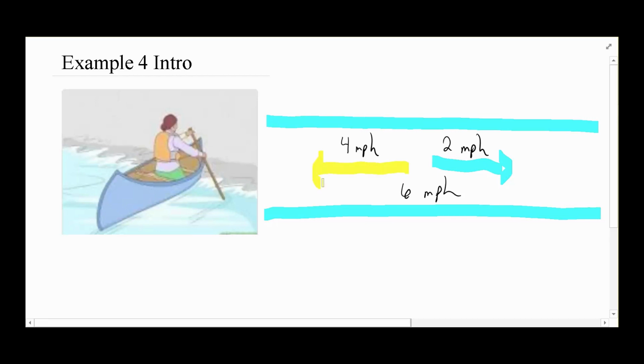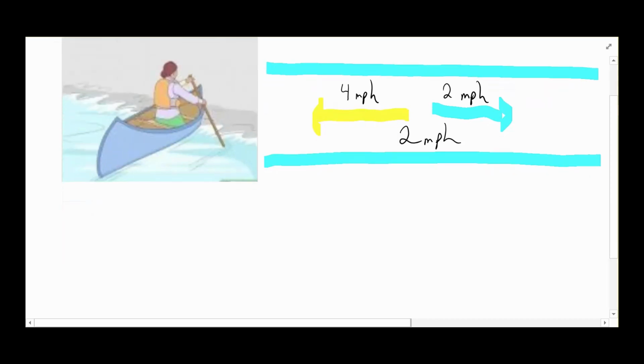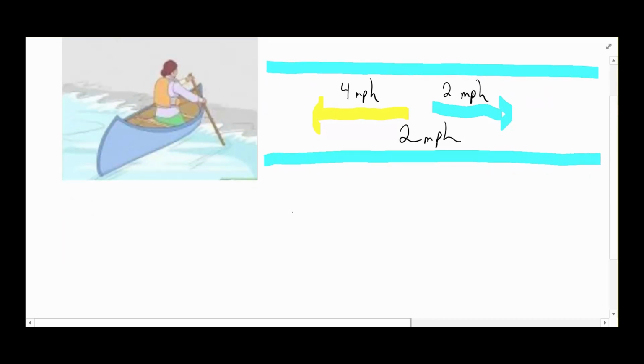So you want to fight the current. If you were fighting the current, where you're trying to paddle at 4 miles per hour, but you're fighting a 2 mile per hour current, how fast are you actually going? 2 miles per hour.